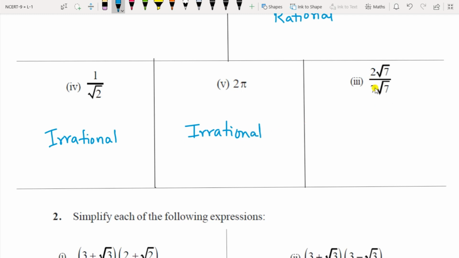Here, 2 root 7 upon 7 root 7. Root 7 is getting cancelled here, and you get the answer as 2 by 7, which is in the form of p upon q, so it is a rational number. So this way you have to solve question 1.